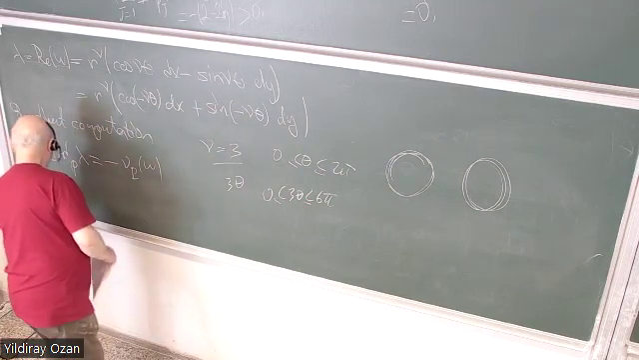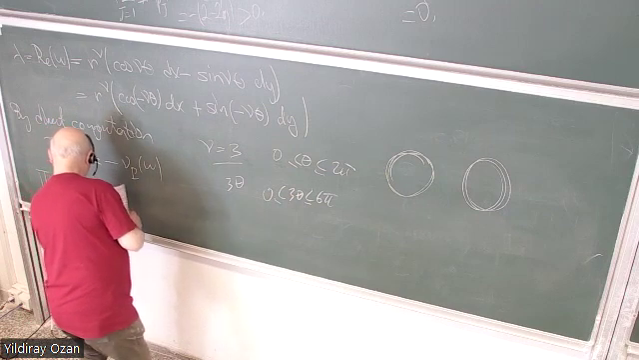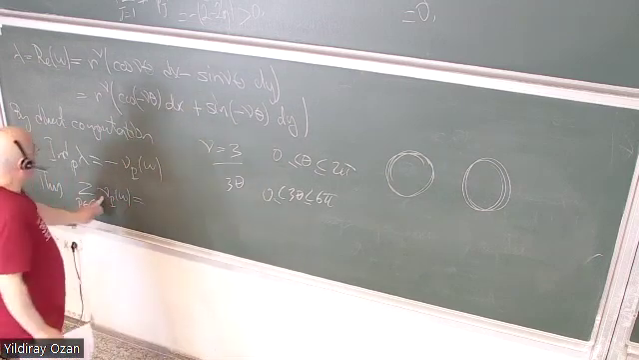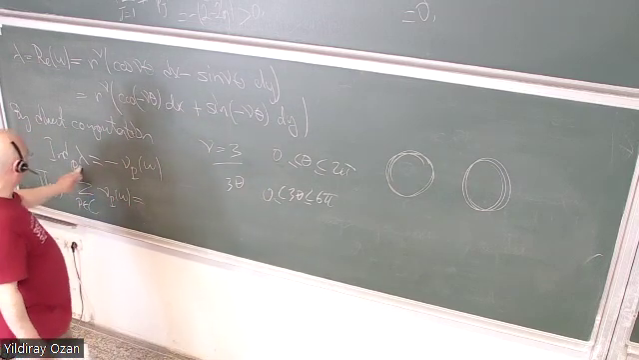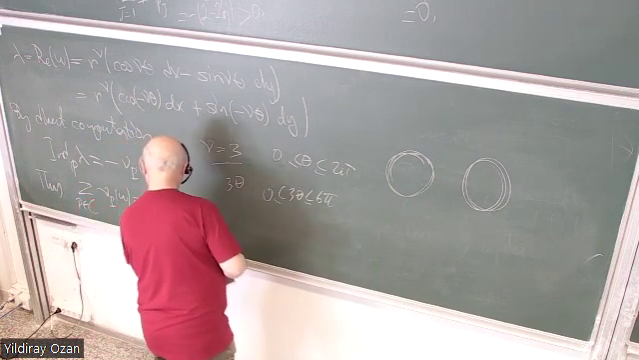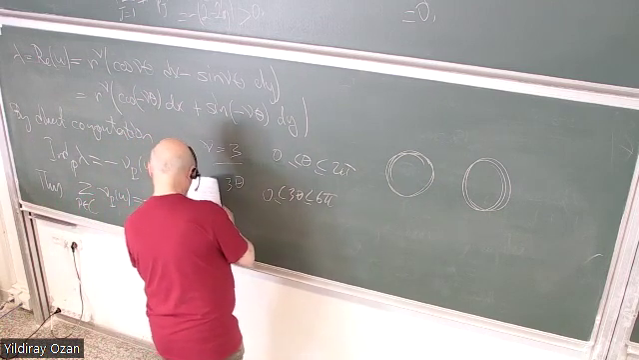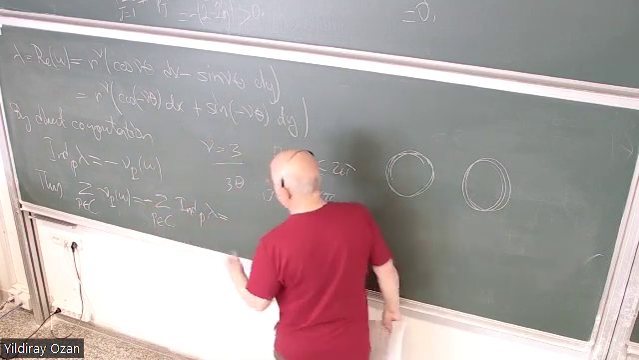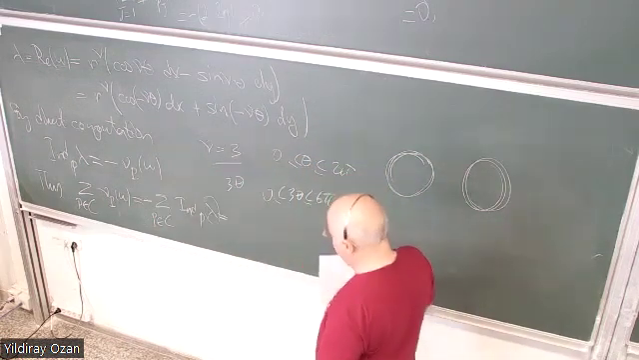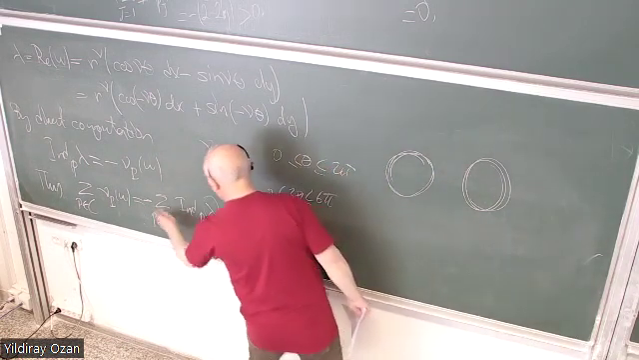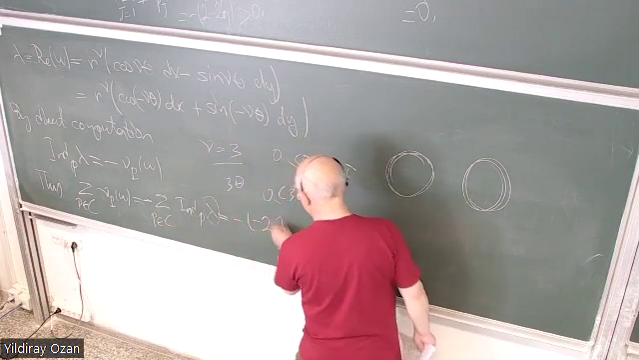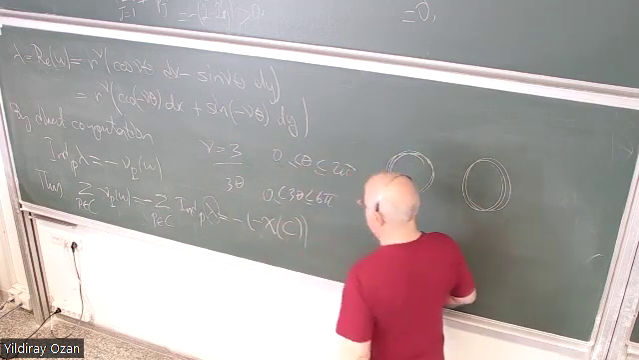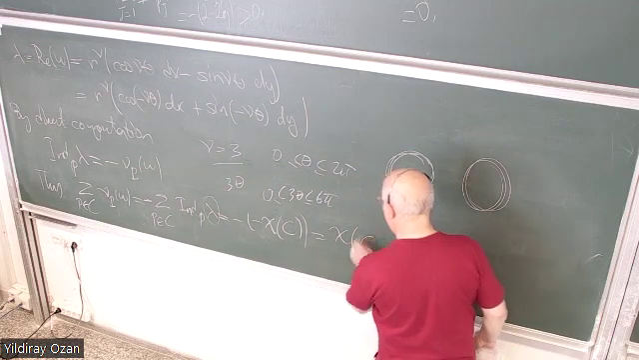Hence, thus, instead of this gadget, I can just write minus the indices. But I know that for any differential form, this sum is just minus the Euler characteristic of your surface.